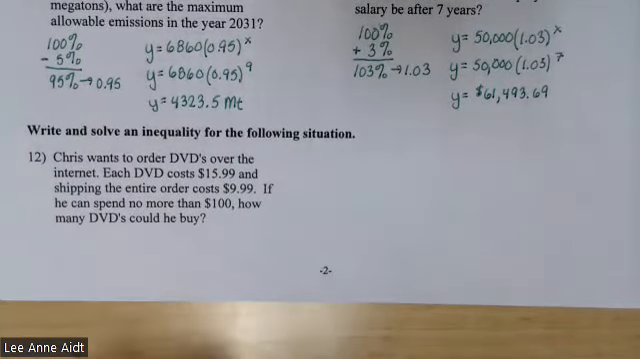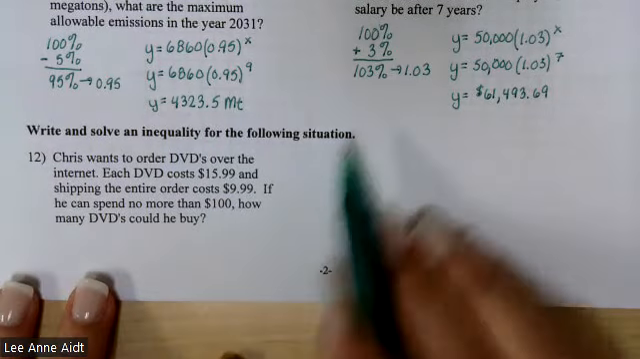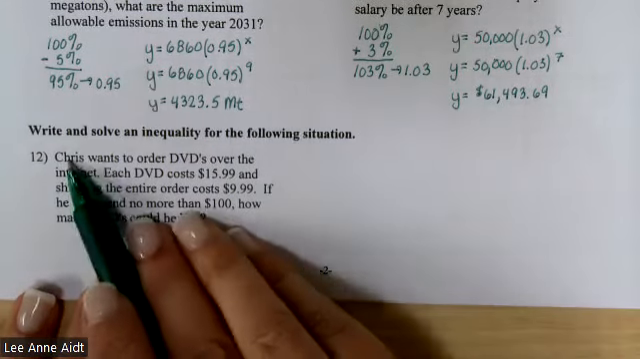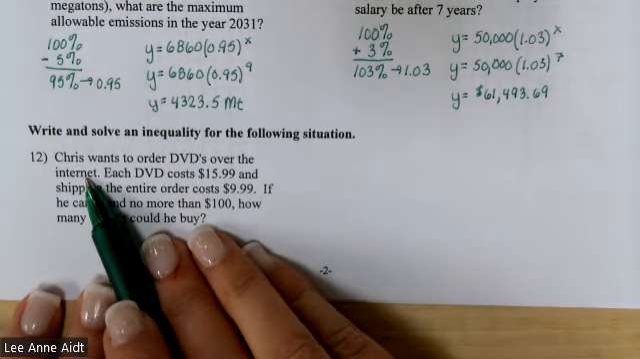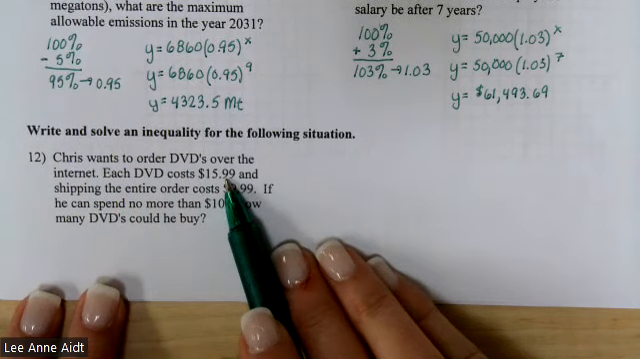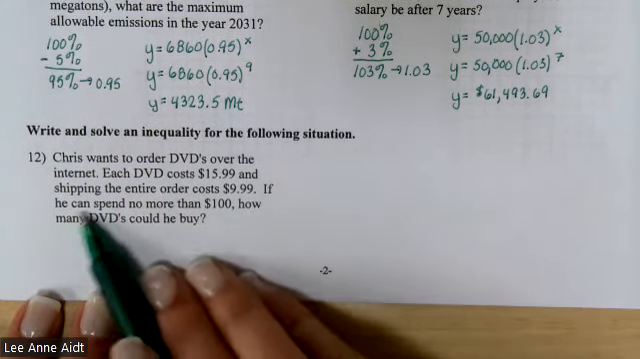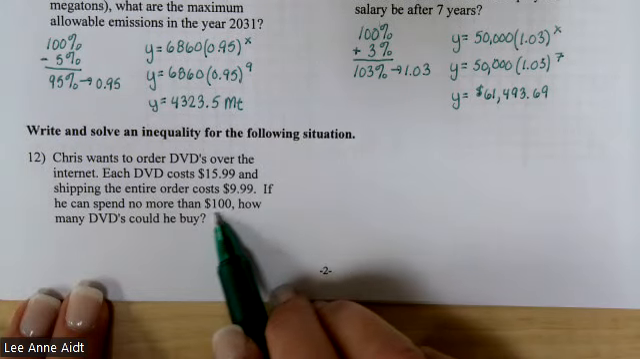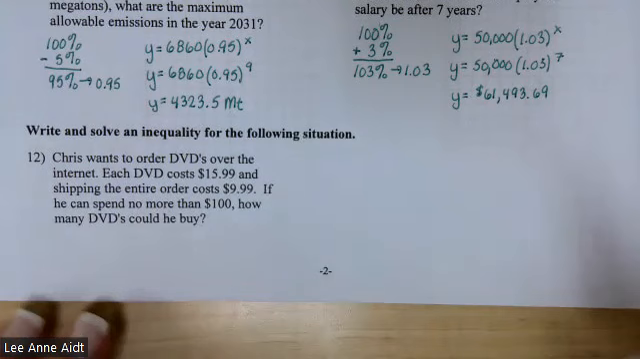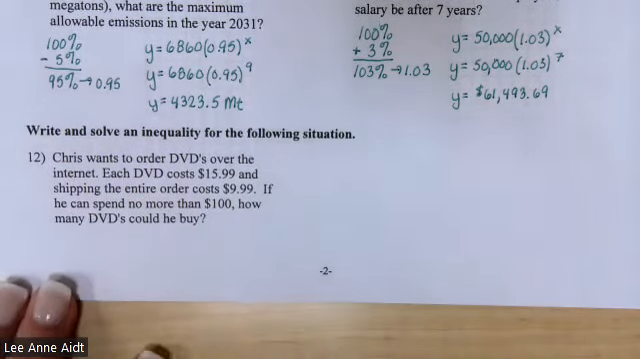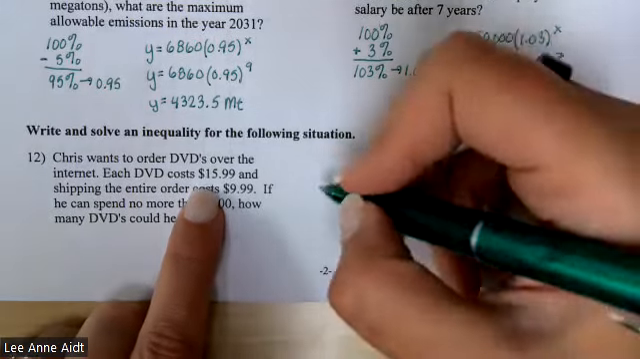Excellent, excellent. Okay, last one. Write and solve an inequality for the following situation. Chris wants to order DVDs over the internet. Wow, this problem is old. Each DVD costs $15.99 and shipping the entire order costs $9.99. If he can spend no more than $100, how many DVDs could he buy? Okay, which one is the each thing? Yeah, so that's the slope.